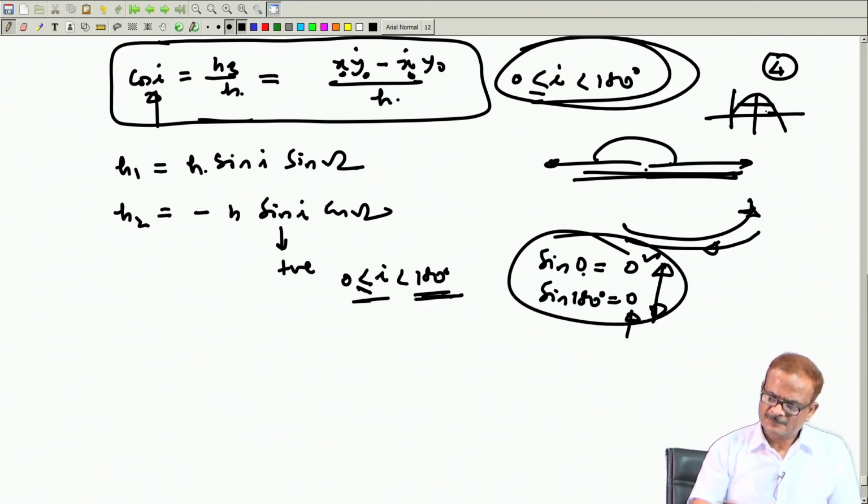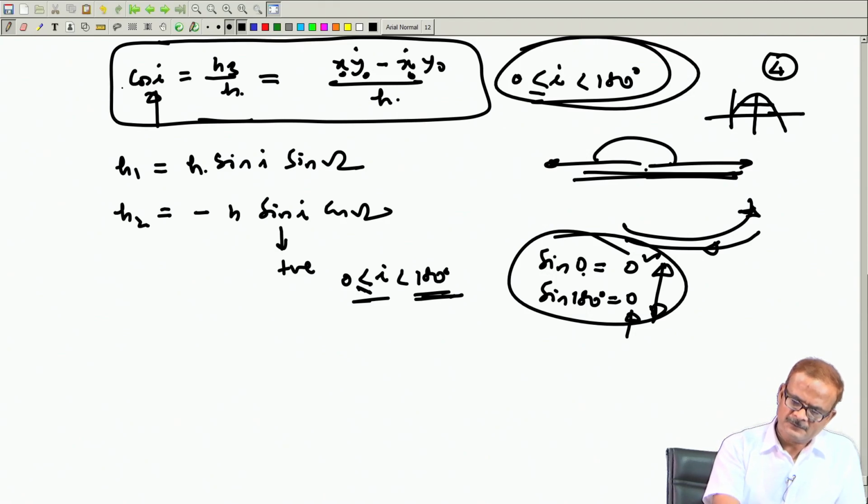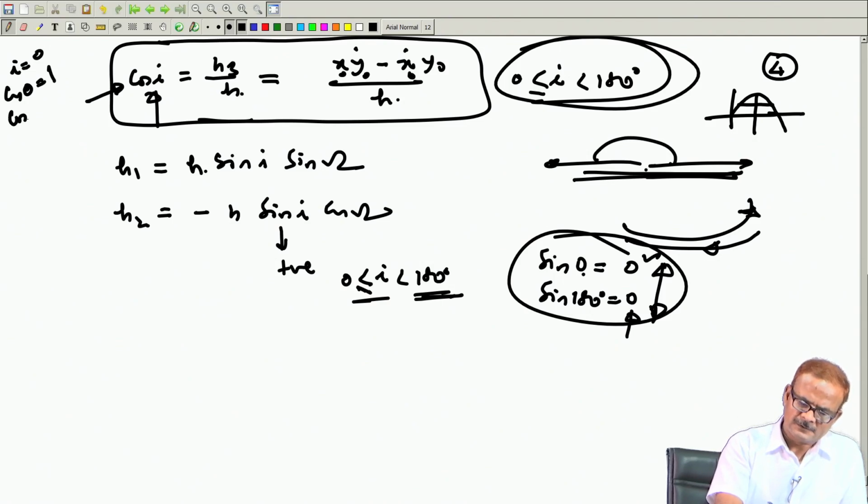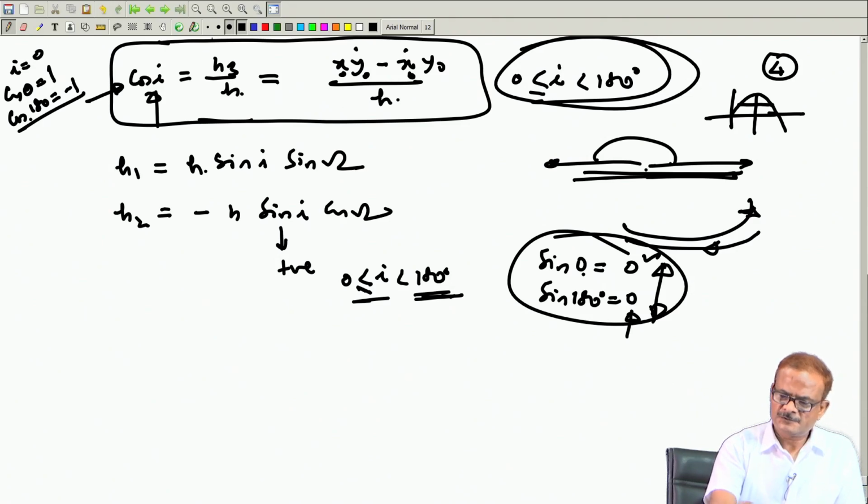I was discussing something, I have strayed somewhat. Here in this problem, once I put I equal to 0, we got cos 0 equal to 1, and if I put I equal to 180 degree, we get minus 1. So, there is no ambiguity, this is the point where I was telling.